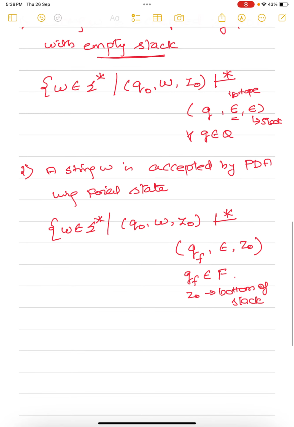Now see the difference between the methods. In the empty stack method, at the end you will have epsilon both in the stack as well as on the input tape, and you can remain in any state that belongs to capital Q. It can be even a final state or a non-final state. But in the final state method, your input tape should contain all epsilons, the bottom of the stack should be Z0, and you should be in one of the final states. That is acceptance of pushdown automata by the final state method.